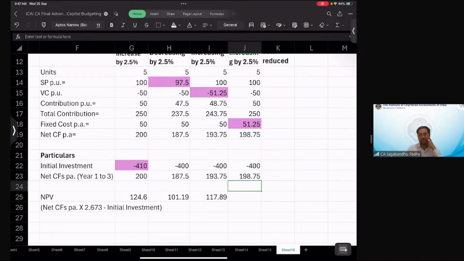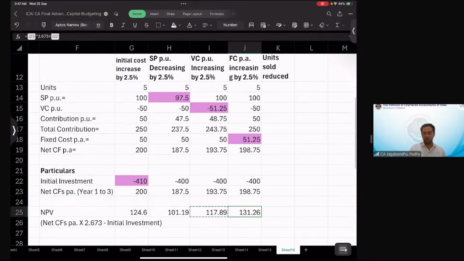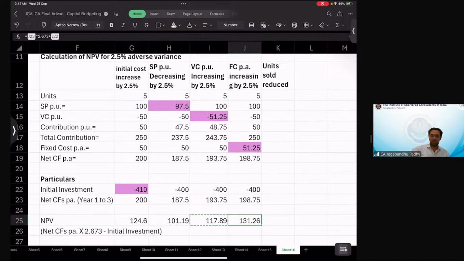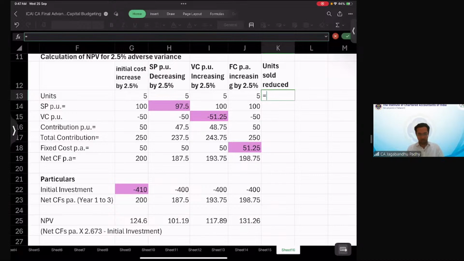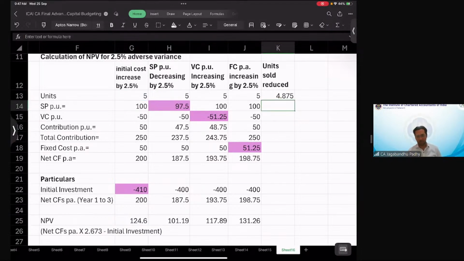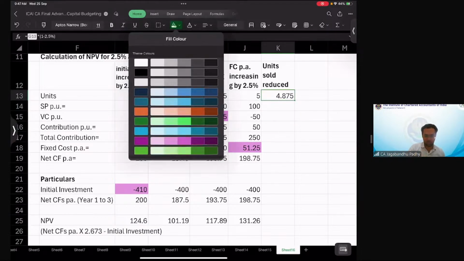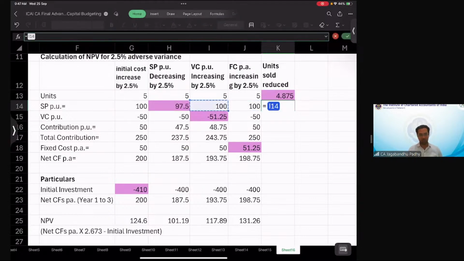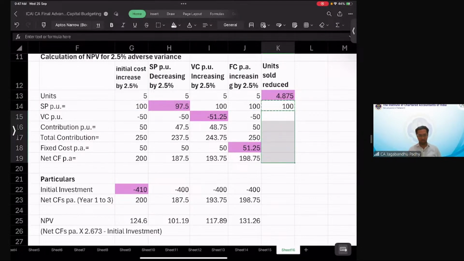What's the net present value now? The net present value is going to be 131.26, right? And then finally, the last one, which is units sold getting reduced. The units, instead of 5, it is now 5 multiplied by 1 minus 2.5%, which becomes 4.875. Rest all numbers, like your sale price and all other things, are going to remain same.